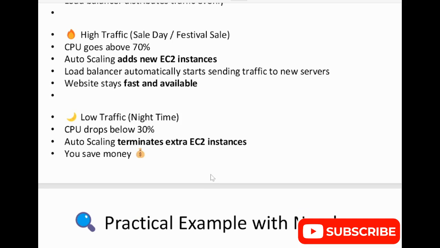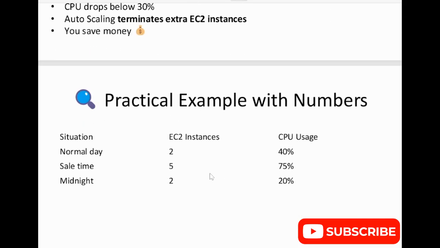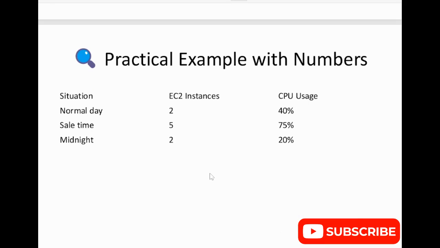A practical example: on a normal day, 2 instances are required, with minimum 40% CPU usage. At sale time, up to a maximum of 5 EC2 instances are required with 25% CPU usage. At midnight, the same 2 instances are enough with 20% CPU usage. I hope it's clear till here.